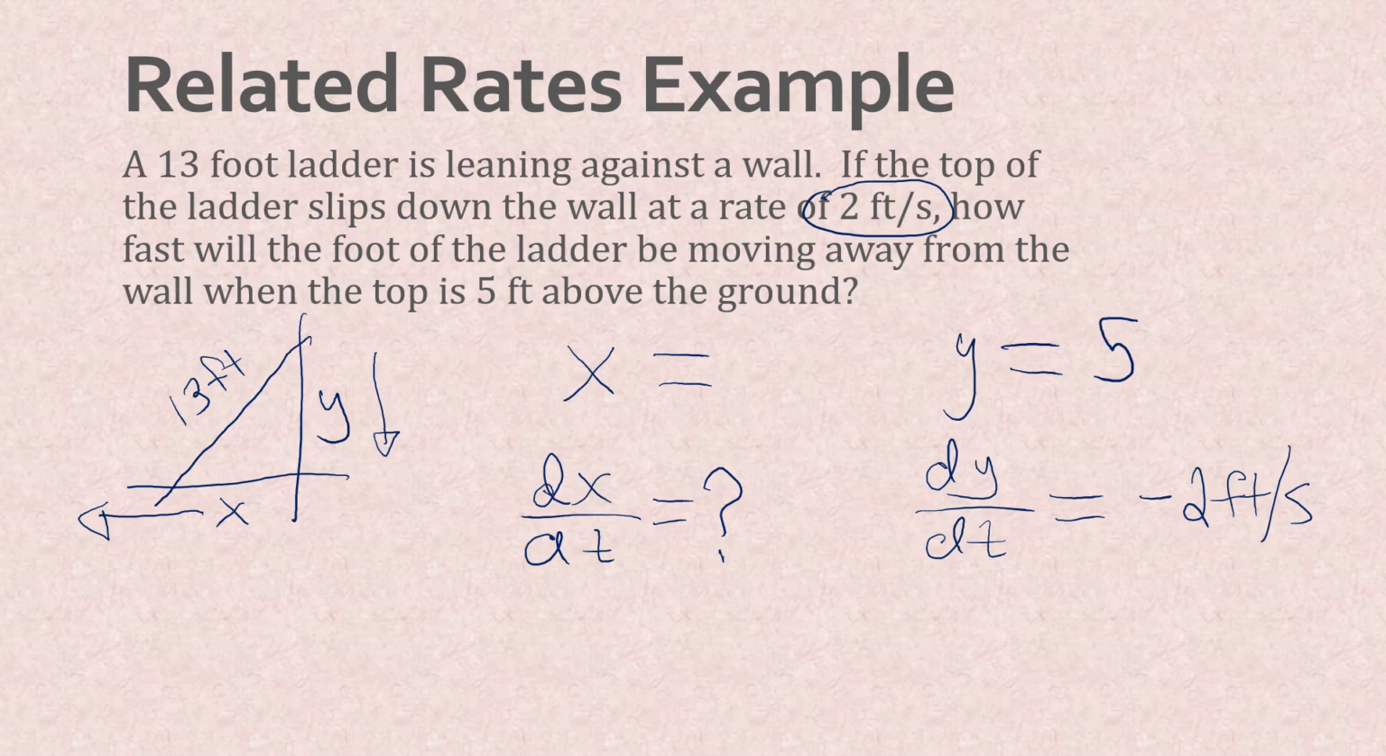So that means that y is 5, and this is a pretty well-known Pythagorean triple, a 5, 12, 13 triangle. And of course, the relationship that relates all three of these sides is the Pythagorean theorem, and it says that x squared plus y squared is equal to 13 squared. So now let's differentiate with respect to time.